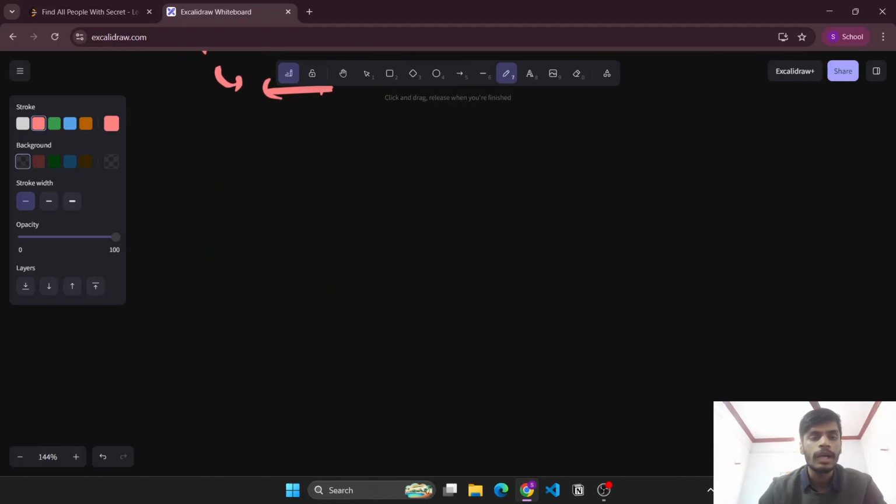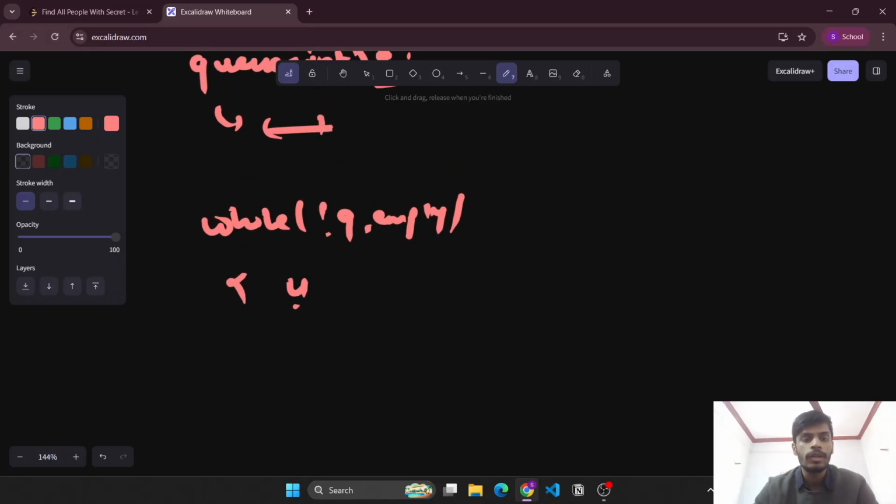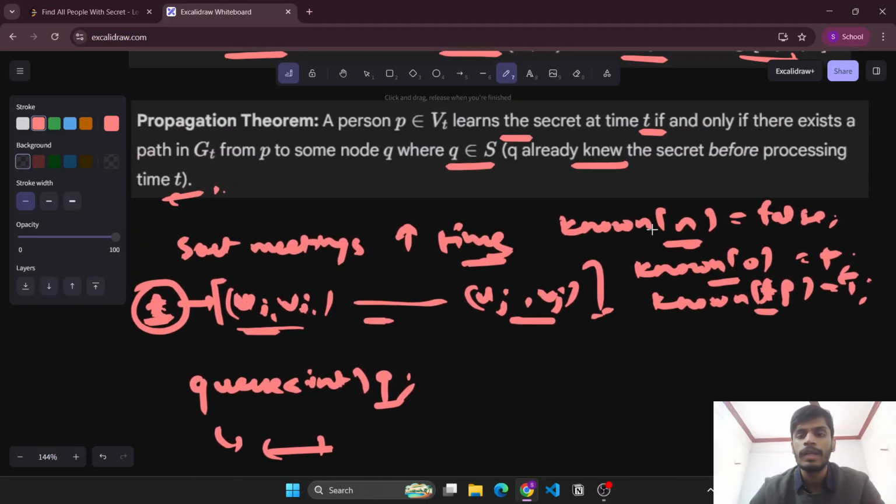Then we'll start the BFS while the queue is not empty, and at each step we'll iterate through the graph for the given node. So the current node, if it is u, iterate for int v in adj of u, and we'll simply push this v in our queue and make known of v as true as well. And in the end we'll iterate from 0 to n minus 1, and for all those values whose known is true, we'll return them in our result.